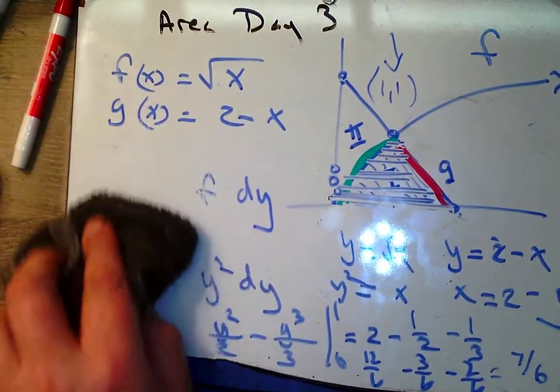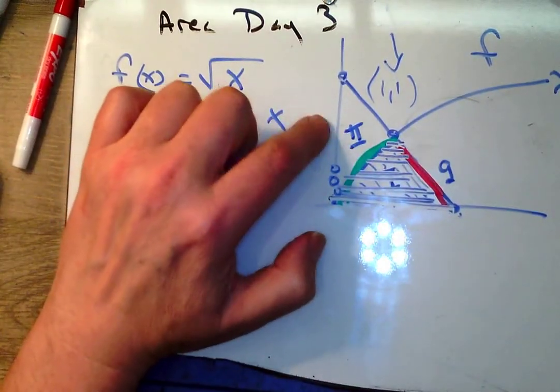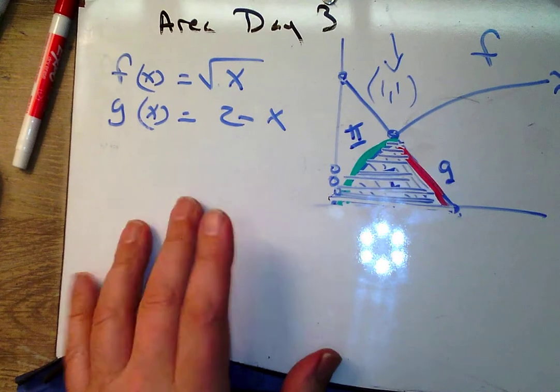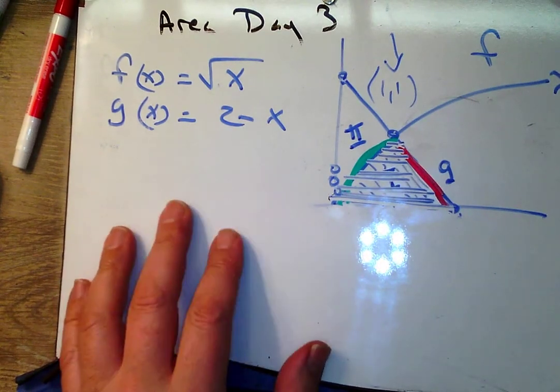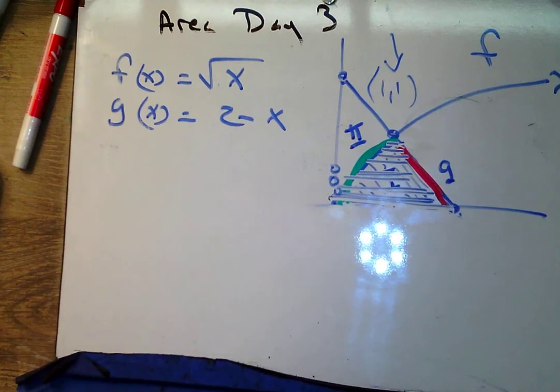All right, so that was finding region 1. Will you please find region 2? Please find region 2. I kind of want to say find it 3 different ways. See if you can find 3 different ways to find region 2.